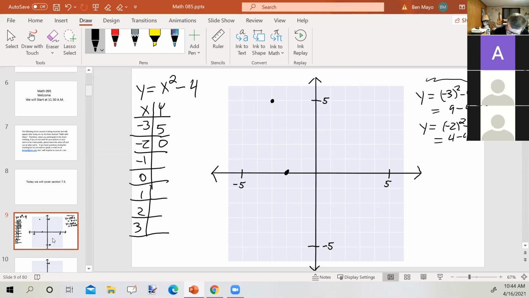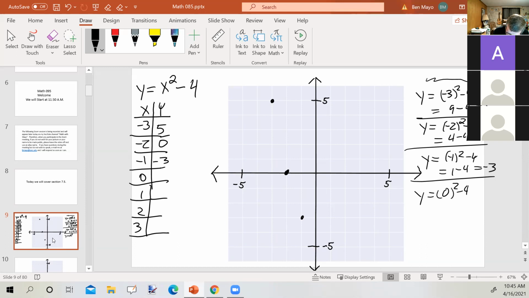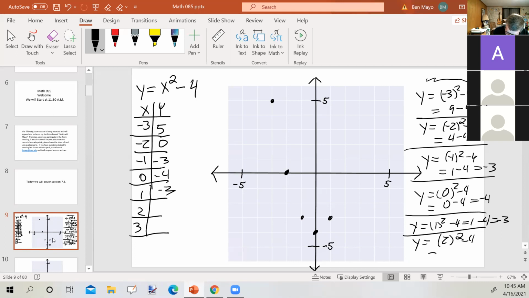If x is -1, y equals -1, the quantity squared, minus 4, which is 1 minus 4, which is -3. If x is 0, y equals 0 squared minus 4, which is 0 minus 4, which is -4. If x is 1, y equals 1 squared minus 4, which is 1 minus 4, which is -3. If x is 2, y equals 2 squared minus 4, which is 4 minus 4, which is 0.